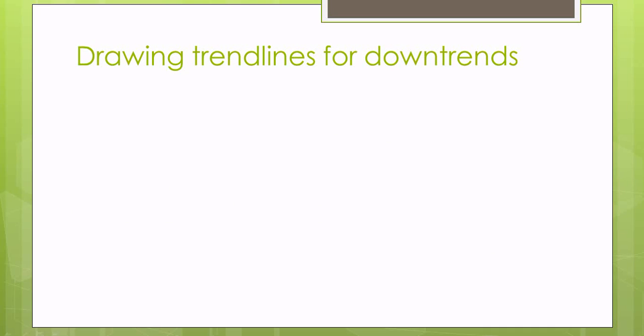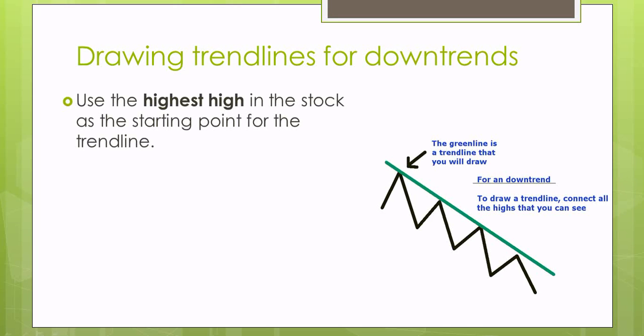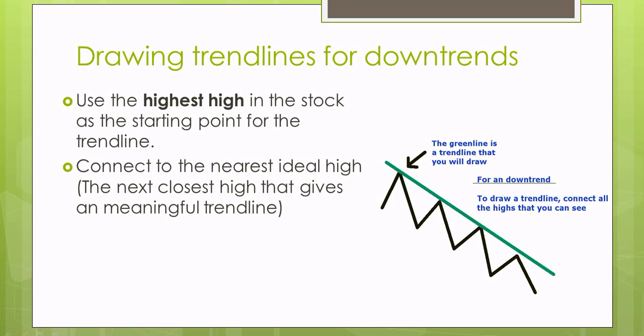For downtrends, the process is similar. You want to begin by using the highest high that you can see in the chart to act as a starting point for your downtrend. Next, you want to connect to the nearest ideal high, which is the next closest high that will give you a meaningful trend line. After you connected to your nearest high, you want to extend the trend line and wait to see if the trend line will be effective in capturing the trend.